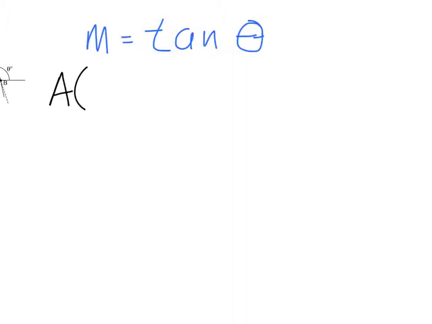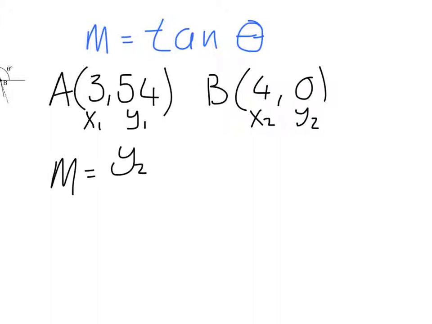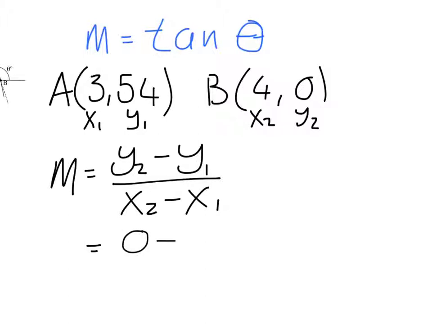Those points were A, which was 3, 54, and B, which was 4, 0. So if we substitute those into the gradient formula, we can work out m. So that's x1 and that's y1. This one's x2 and y2. Our gradient formula, m equals y2 take away y1 over x2 take away x1. So that gives us 0 take away 54 divided by 4 take away 3.